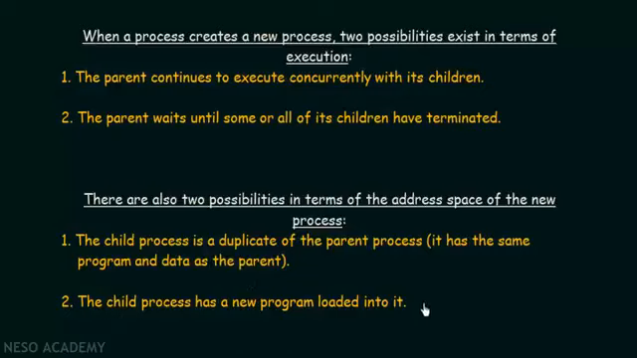In the second possibility, the child process can have a new program loaded into it, which is different from what the parent had. The parent may be running one program and the child may be created in order to run another program which is required by the parent. So that is another possibility. So these are the two possibilities each in terms of execution and in terms of address space of the new process. These are some of the things that you need to remember about process creation.